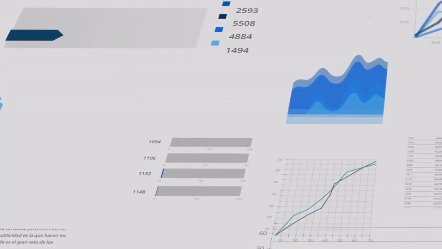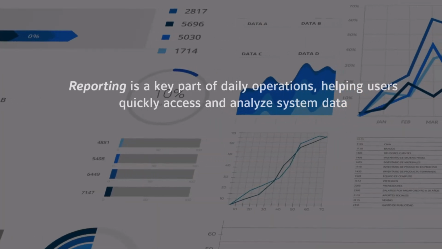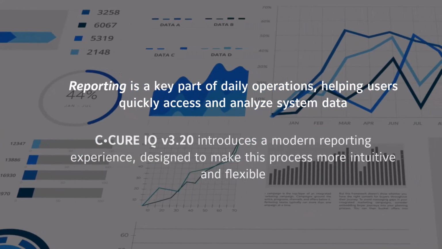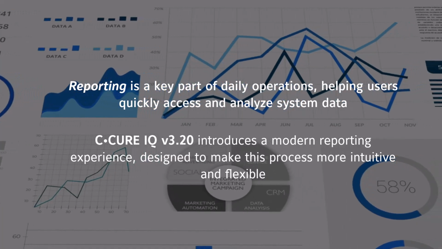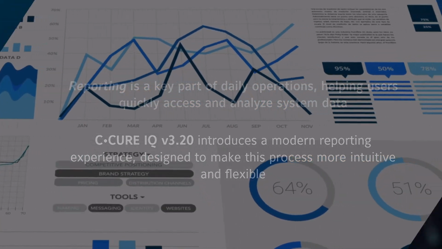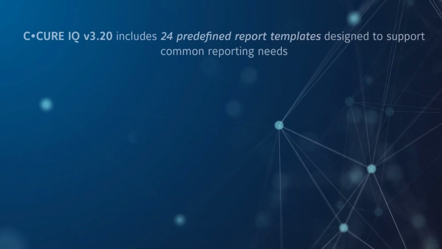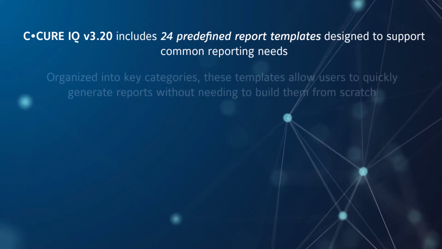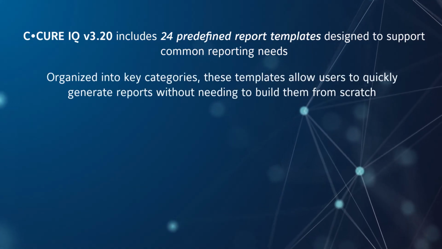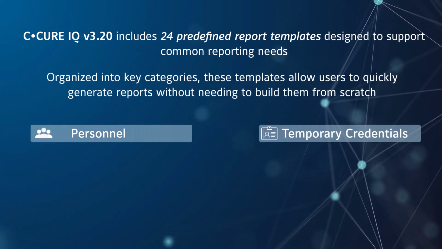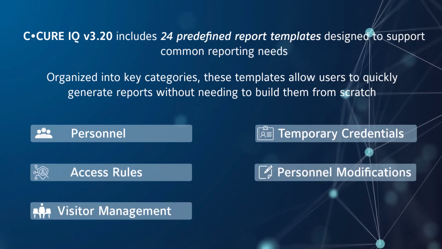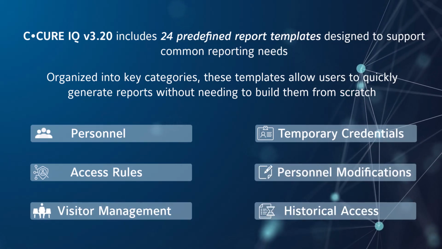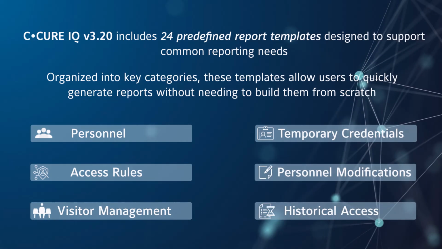Reporting is a key part of daily operations, helping users quickly access and analyze system data. Secure IQ version 3.20 introduces a modern reporting experience. Secure IQ includes 24 predefined report templates designed to support common reporting needs. Organized into key categories, these templates allow users to quickly generate reports without needing to build them from scratch.